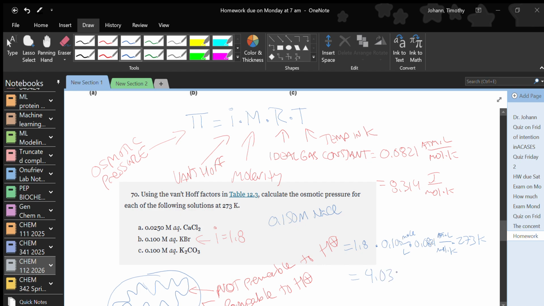4.03 atmospheres, right? Moles cancels with moles, kelvins with kelvins, liters with liters. I'm left with this poorly written atmospheres there. Okay, we're under 1 atmosphere of pressure right now. All right, so imagine it being 5 atmospheres of pressure.